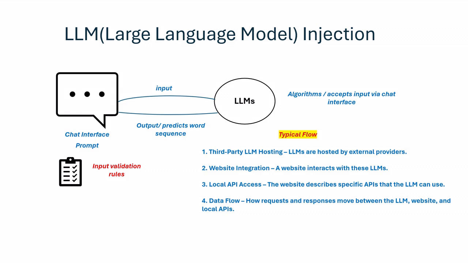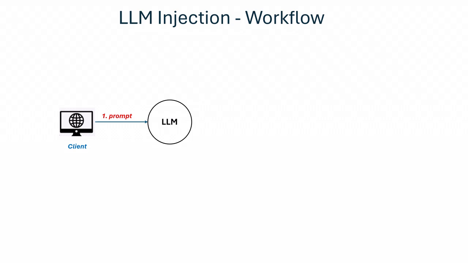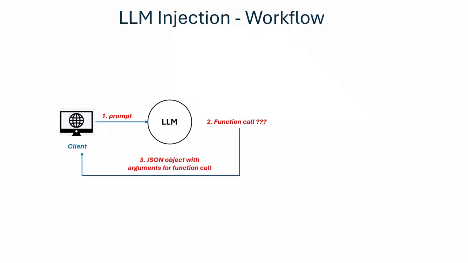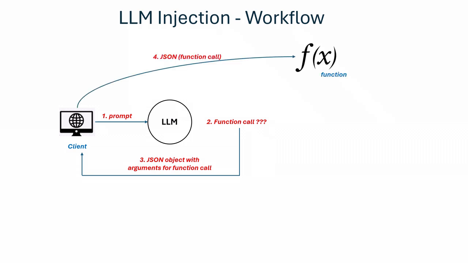Now, the workflow for connecting an LLM with the API can vary based on how the API is set up. In some cases, the LLM might need the user to call a separate function or an API to send its request. So here is a typical workflow. The client sends the user's prompt to the LLM. The LLM identifies that a function call is needed and returns an object, usually a JSON object, with arguments that should be supplied to the function. The client uses these arguments to call the function.